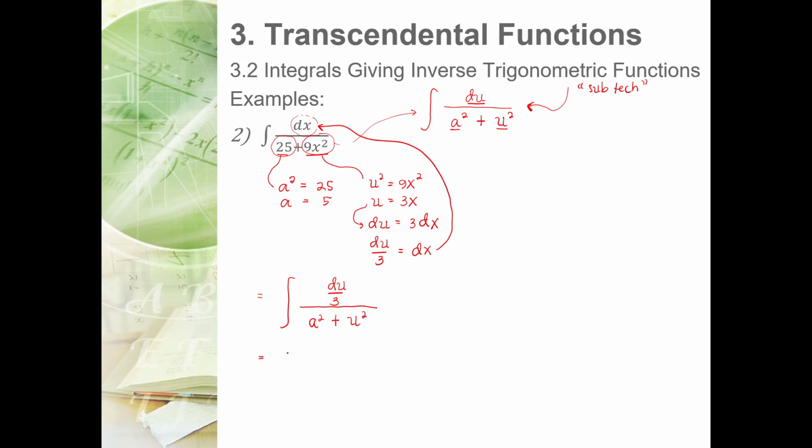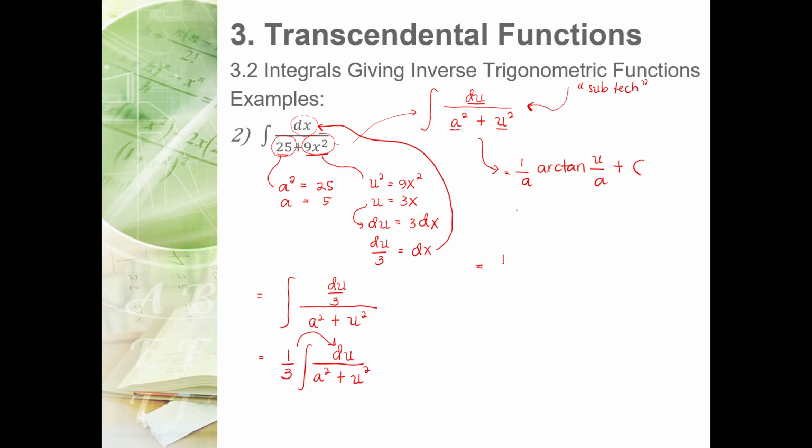So factoring out the constant, that's 1/3. So we have du all over a squared plus u squared. Okay, so again, the integral for this format is 1 over a arc tangent u over a plus c. So we have an answer. So again, don't forget to multiply 1/3.